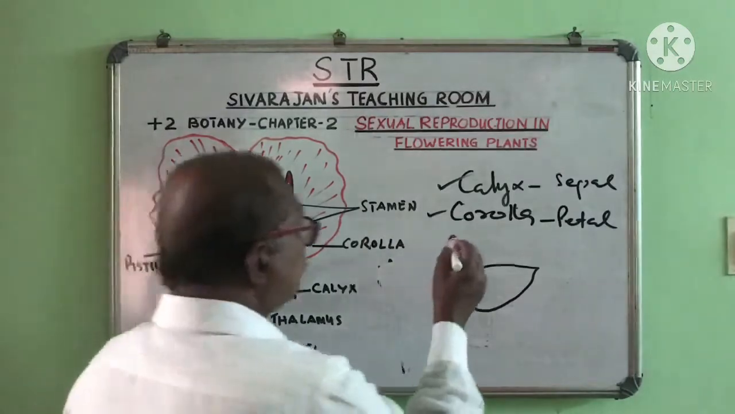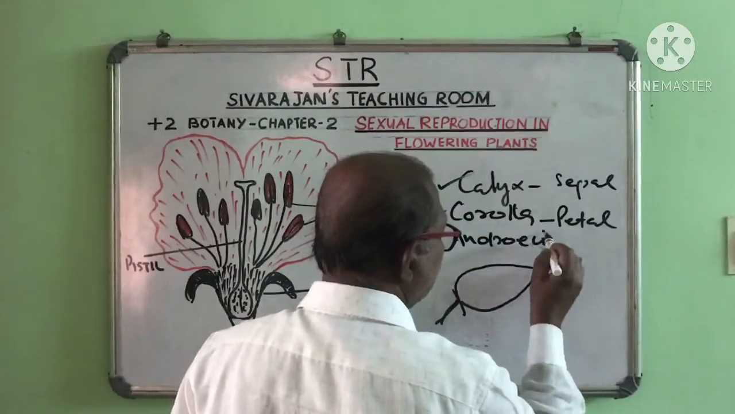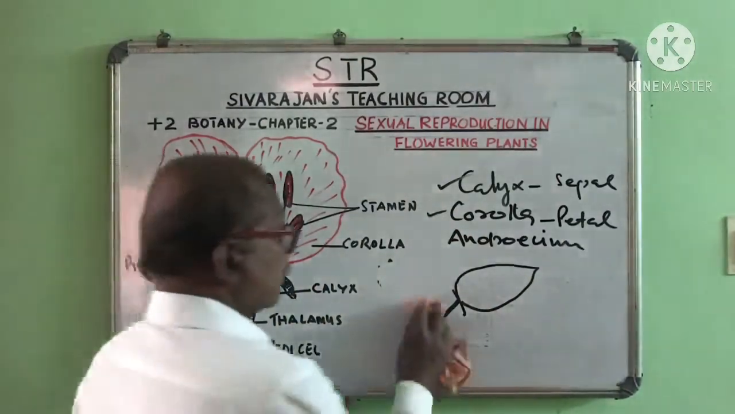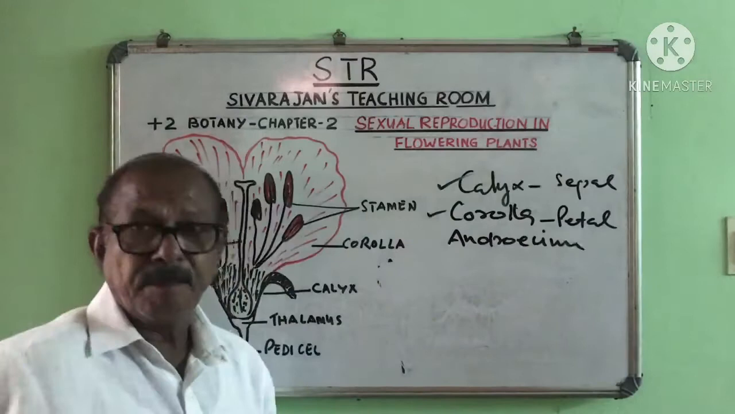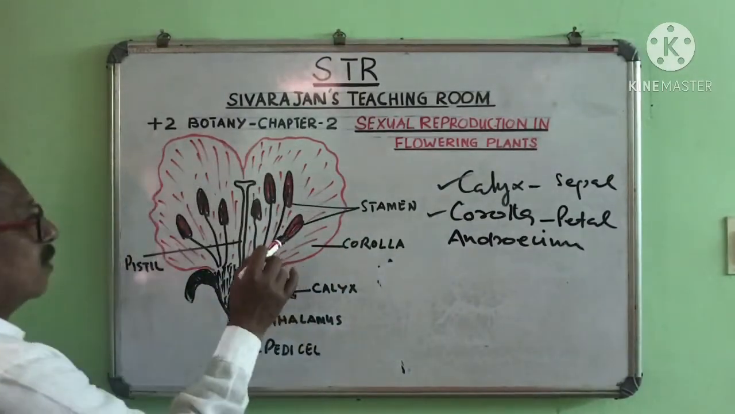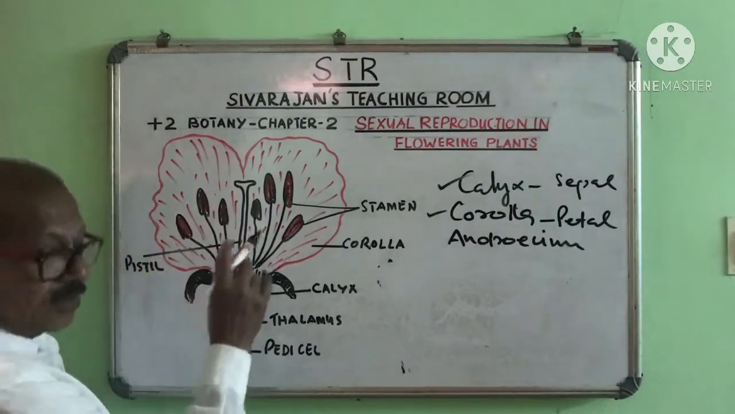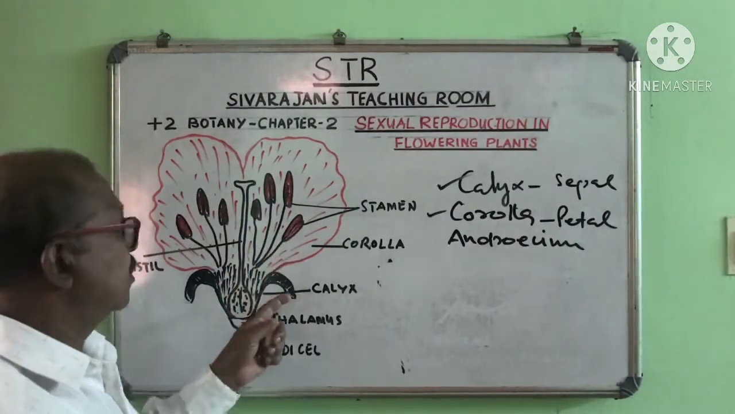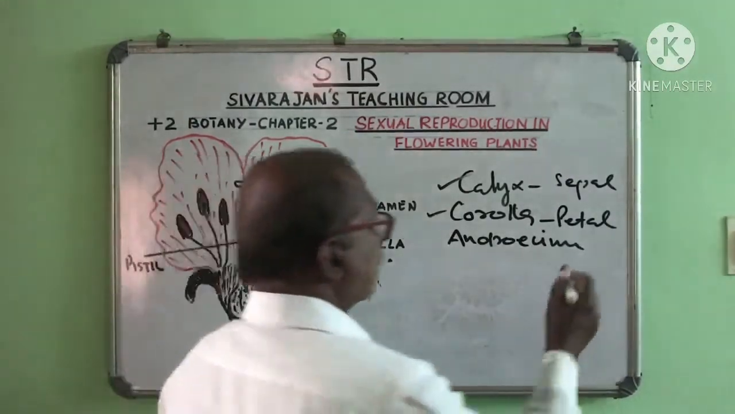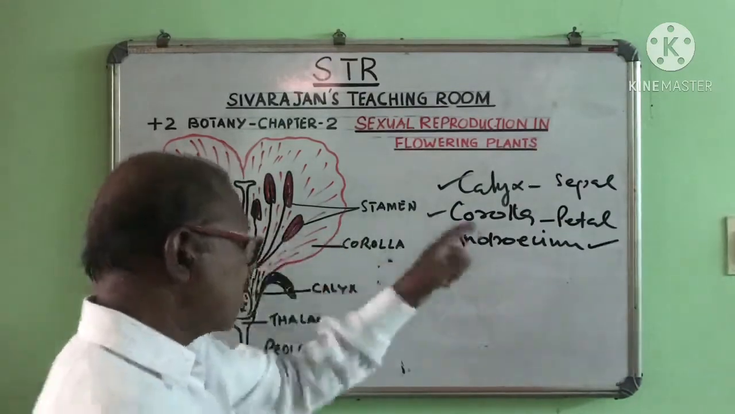And the third part is the androecium, A-N-D-R-O-E-C-I-U-M. Androecium is the male reproductive part. So 1, 2, 3, 4, 5, 6, 7. I have drawn 7 stamens. All the 7 stamens together is called androecium. It is the male reproductive part. And each unit of the androecium is called a stamen.